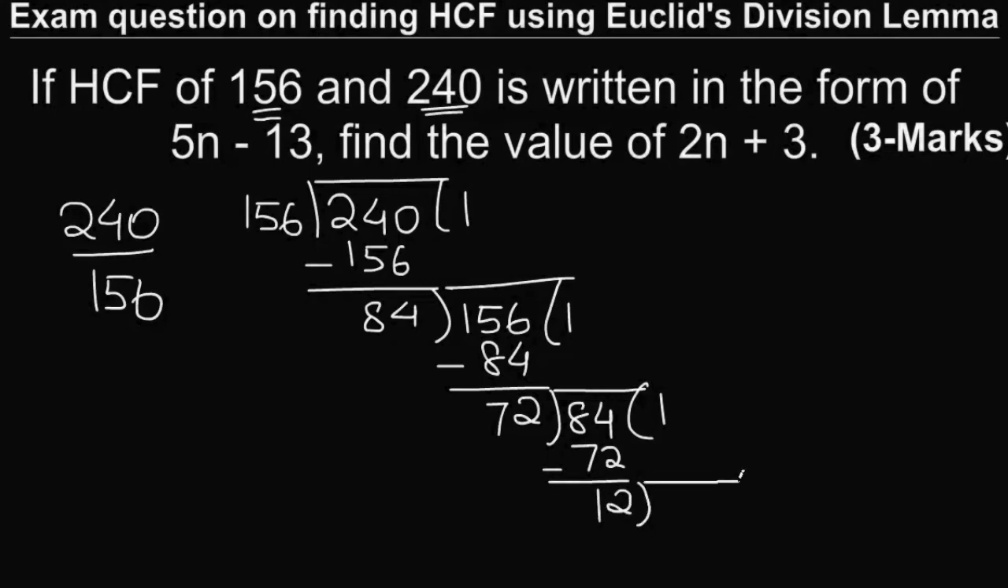12 is the new divisor. At this point, the dividend is 72. 12 times 6 is 72. And finally, our remainder has become 0. The division process stops, and the divisor at this point, which is 12, is our HCF. So we know that our HCF is 12 using Euclid's division lemma.